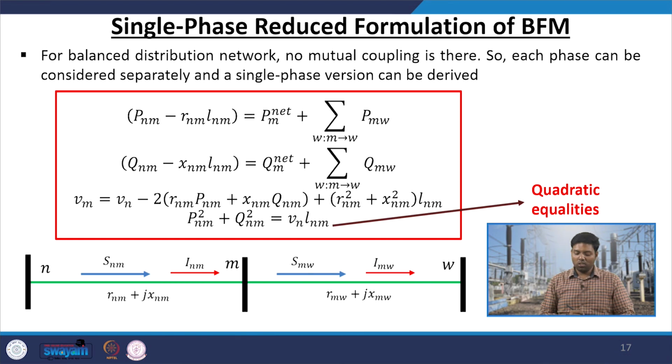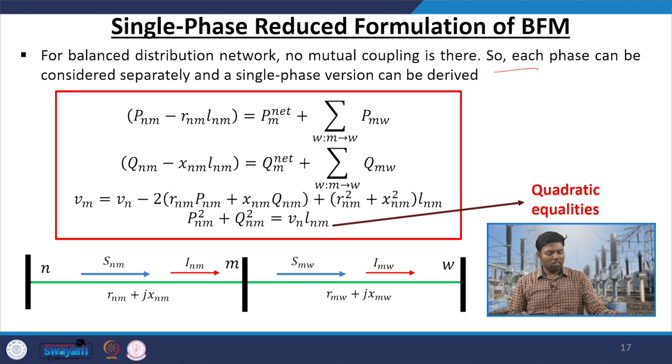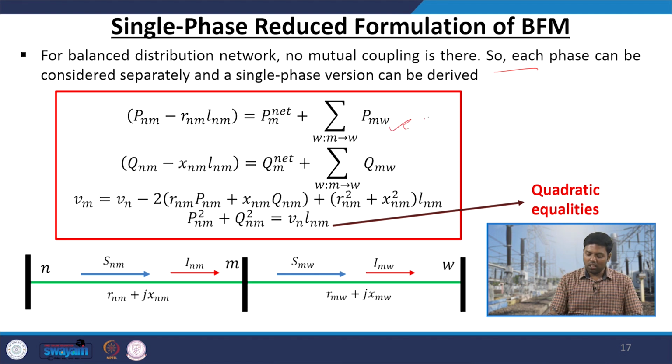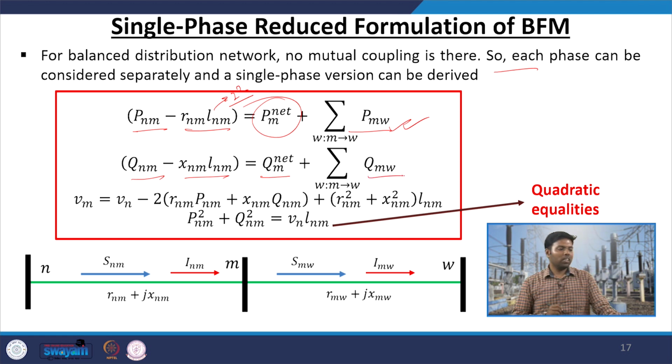Now, we will reduce it for the single phase model by omitting all the mutual coupling values. So, this is your active power, this is your incoming power minus loss, this is I square. So, I square R is your loss, equal to your net power and the outgoing power. Same for Q: the reactive power minus the reactive power loss is equal to your net reactive power requirement at the bus and the reactive power going to the neighborhood buses as an outgoing bus.